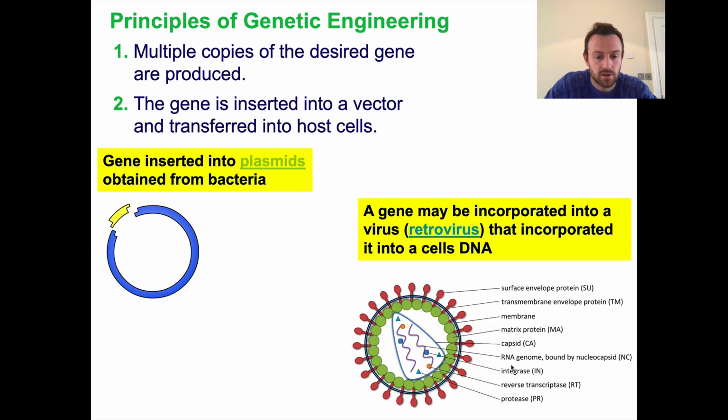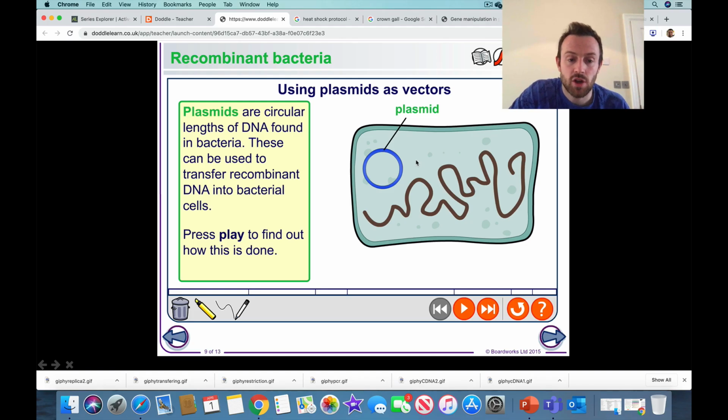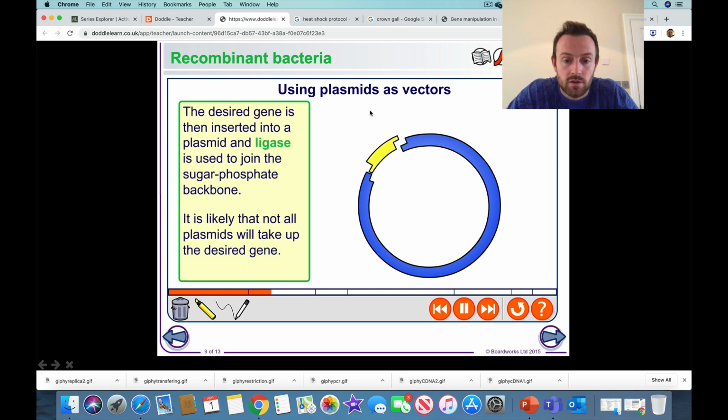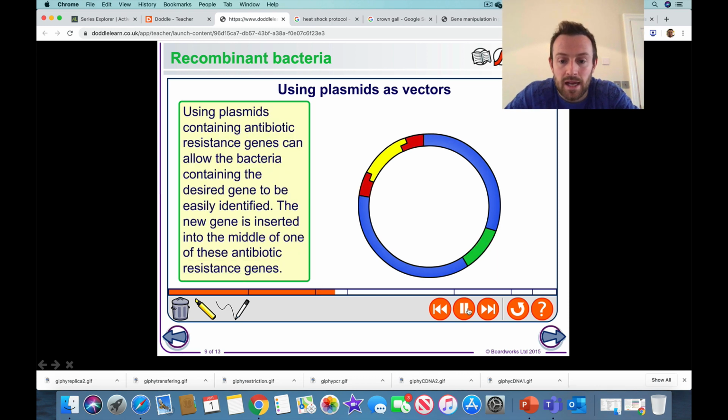Okay, so plasmids, let's go into a bit more detail now. Plasmids are these circular pieces of DNA that are found in bacteria. When we use a plasmid as a vector, we have to cut the desired gene with a restriction enzyme, and that same restriction enzyme has to be used to cut the plasmid. And then we can put the desired gene back into the plasmid. We use ligase to join up these two different backbone bits that need to be joined. And then we can take this plasmid and insert it into a cell.